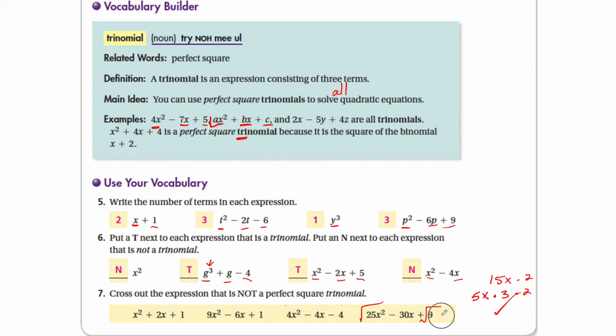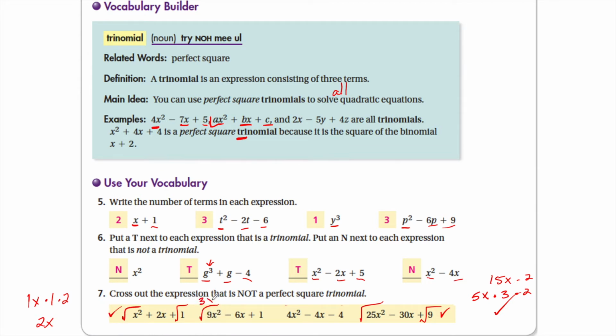That is correct. So if we take the square root of the x squared and the square root of the 1, you'll get a 1x times a 1 times 2. Well, 2 times 1 times 1x will give you 2x, leaving you with that being a perfect square trinomial.